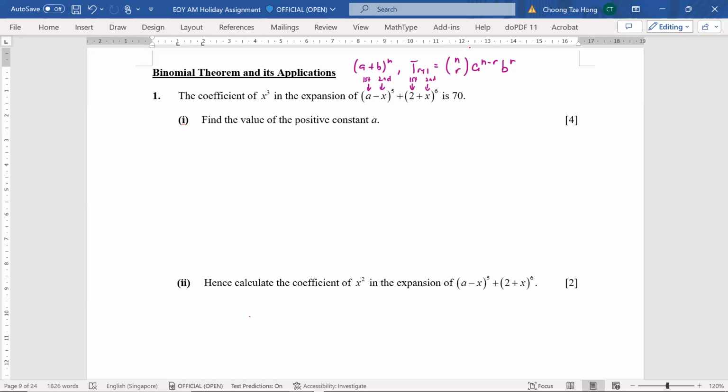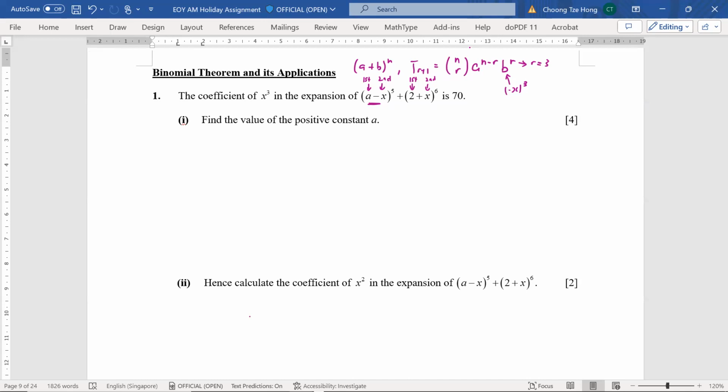Why is this so? Because now we want the x cubed term. In this case, the b is minus x. So if I want the x cubed term, then I automatically know I need to cube here. That means r is going to be equal to 3. I can straight away identify what is the r, so I do not need to use the formula for the general term.